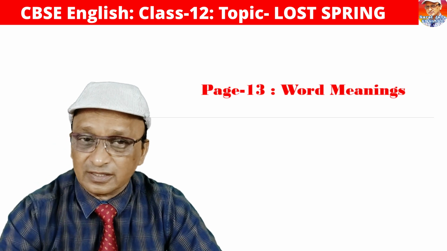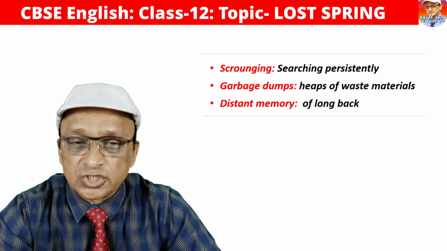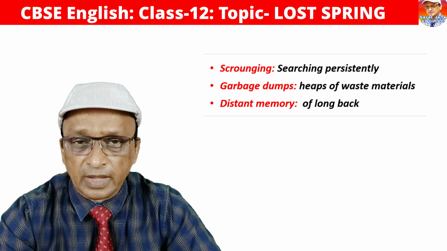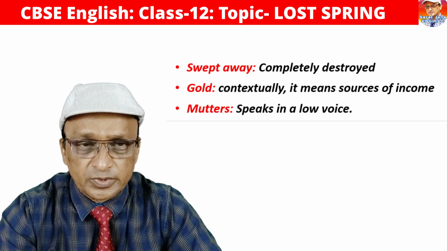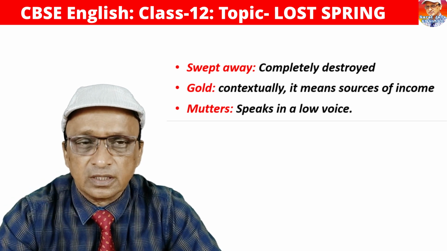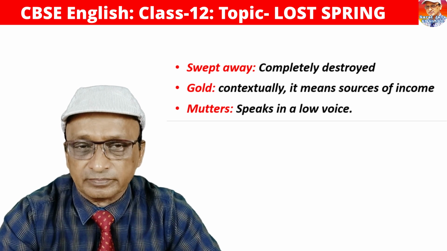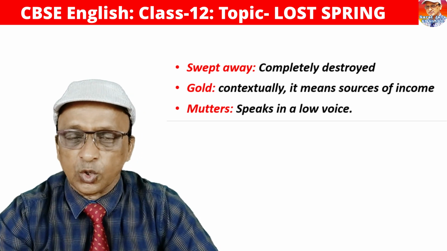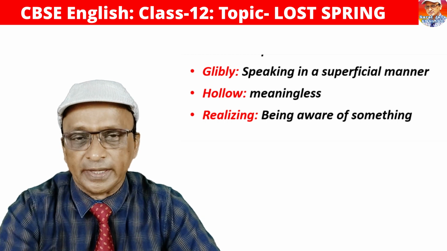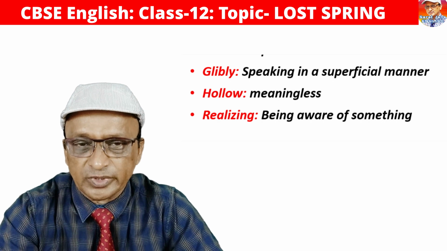Now on page number 13, here are some words, the meanings of which you should know. Scrounging means searching persistently. Garbage dumps means heaps of waste material. Distant memory means of long back. Swept away means completely destroyed. Gold contextually does not mean the material out of which ornaments are made. It is a source of income. Mutters means speaks in a low voice. Glibly means speaking in a superficial manner. Hollow means meaningless. Realizing means becoming aware of something.